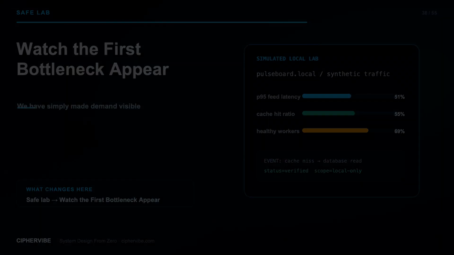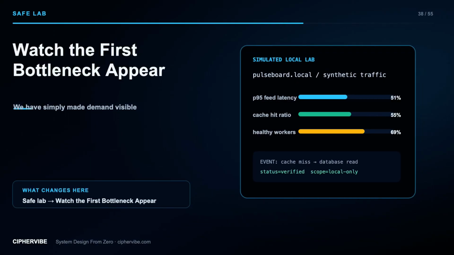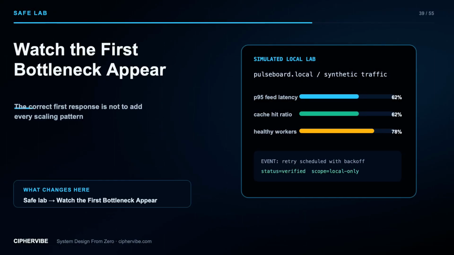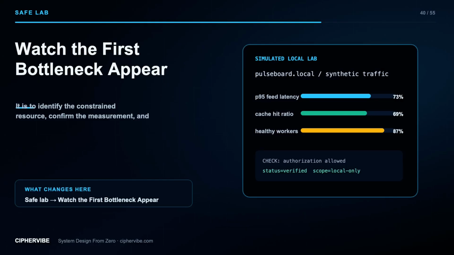The correct first response is not to add every scaling pattern. It is to identify the constrained resource, confirm the measurement, and decide whether caching, connection management, or a different data path addresses the user promise.